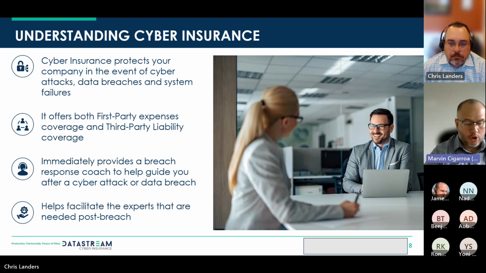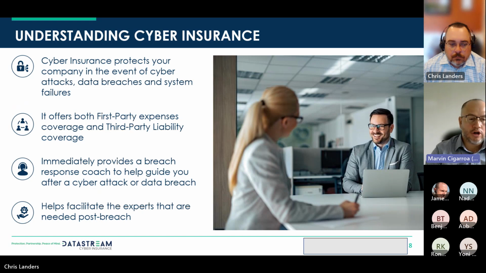Okay, so understanding cyber insurance, right? What really does cyber insurance cover? That's obviously the other question that we hear a lot. This is all great, but how is a cyber insurance policy going to help me? The intent of cyber insurance is to protect you from a few different types of attacks, or events that can happen to you, right?